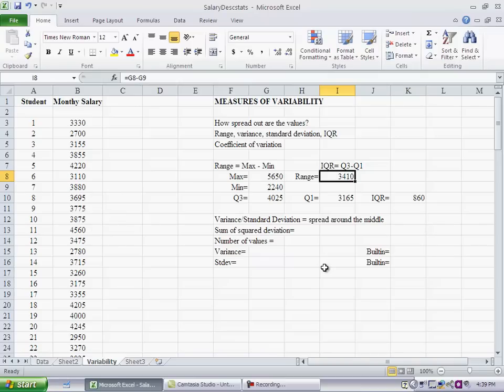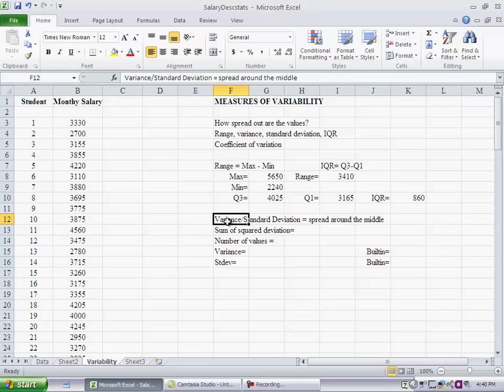However, the metric that's used most commonly as a measure of variability is something called the standard deviation, which is closely related to the variance, and it gives you an indication of how much the values are spread around the middle. So the standard deviation is an indicator, hence the word standard. How spread out are the values around the middle, in this case the middle being the mean.